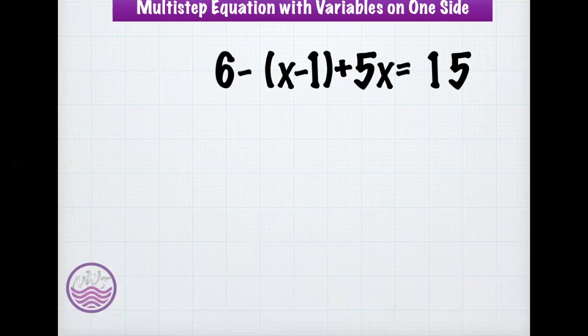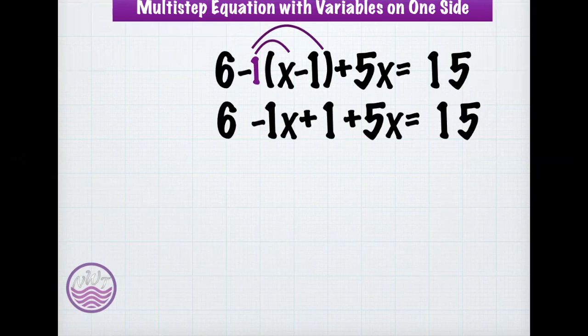Okay, our third example looks a little bit different. We have some negatives, we have some spaces going on. So let's look at that space. Just like the last question, if there is no number there, you want to put a 1 in there for it, just as a placeholder to know, okay, there's a negative 1 that I'm going to need to distribute. So when I go ahead and do that, I'm going to get negative 1 going to the x and the negative 1 inside the parentheses. So we get 6, negative 1x plus 1 plus 5x equals 15.